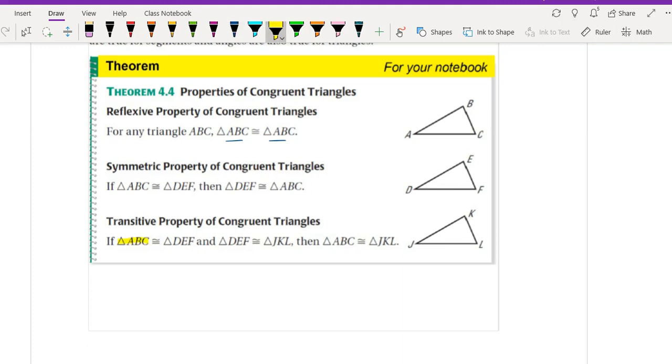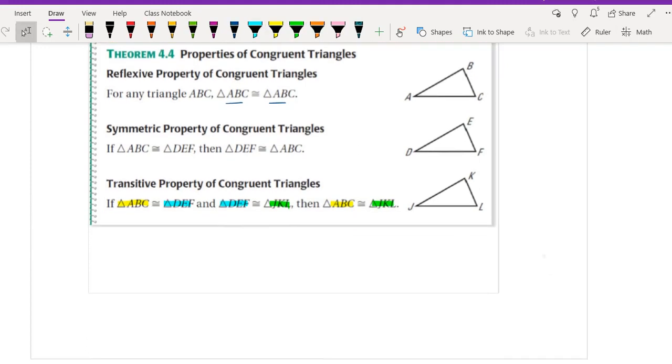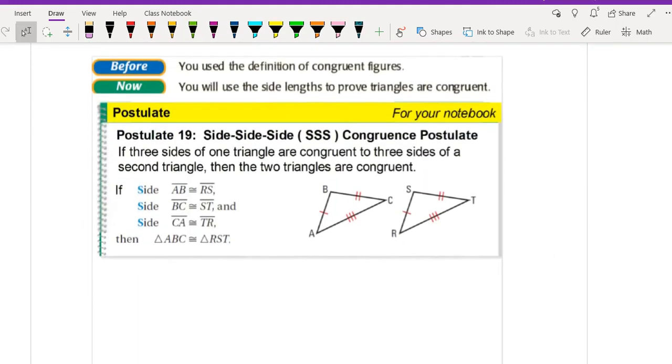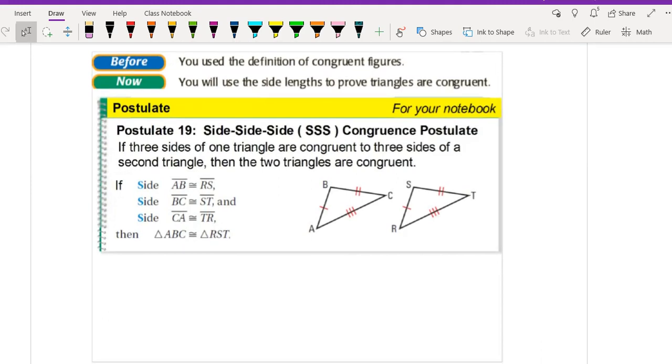And again, if I color code this, it's a lot easier to see the transitivity there. If yellow is congruent to blue and blue is congruent to green, then yellow is congruent to green. And I think I went over this briefly yesterday, but I just wanted to make sure I go over it again today as well. Now, here's the big one for today, and if you have a reference page, this might be a good time to switch over to that and write this postulate into your reference page.